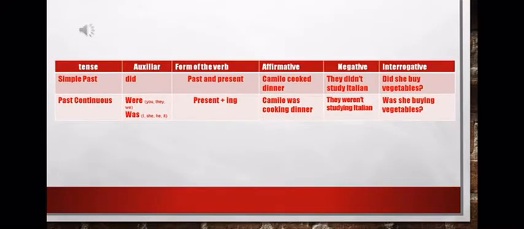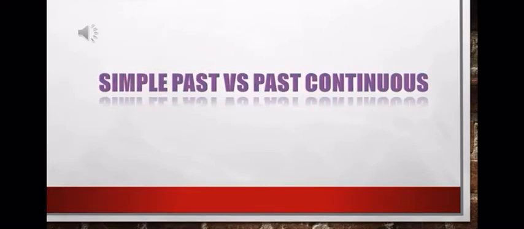But now we are going to focus on simple past and past continuous. For simple past, the auxiliary is did for all the subjects. And for past continuous, we have two different auxiliaries: were for the subjects you, they, we, and the auxiliary was for the subjects I, she, he, it. Let's see more differences between simple past and past continuous.